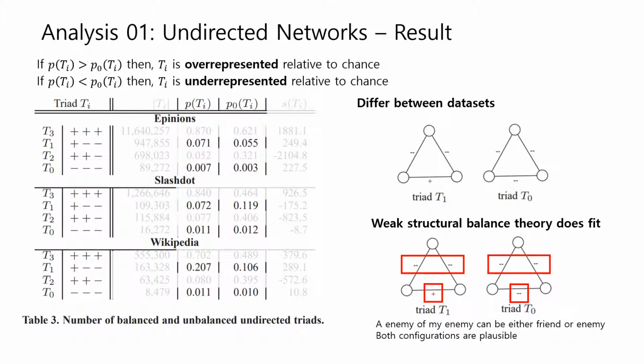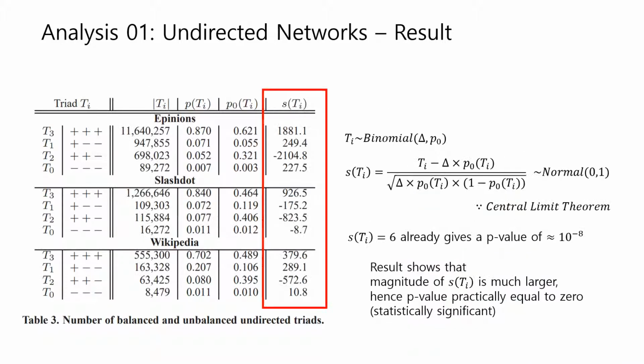On the other hand, weak notion of balance can be applied to all types of triads. Since the theory does not presume assumption over two common enemies, both type 1 and type 0 triads are plausible. They also argue that the results are statistically significant as magnitude of surprise is very huge.